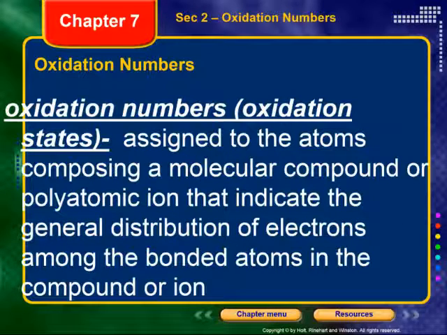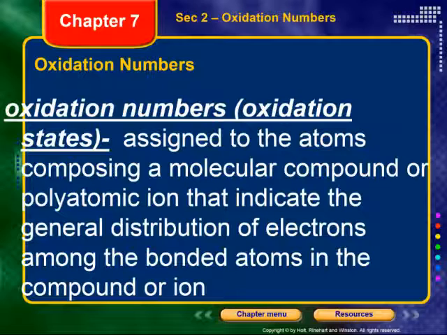All right, first up, we're dealing with oxidation numbers. Let's define what an oxidation number is. These are also known as oxidation states, so if you see them stated either way, they're the same thing. Oxidation numbers are assigned to the atoms composing a molecular compound or polyatomic ion that indicate the general distribution of electrons among the bonded atoms in a compound or ion.